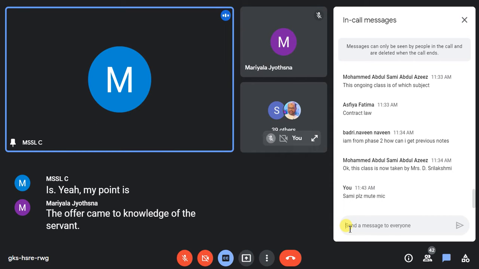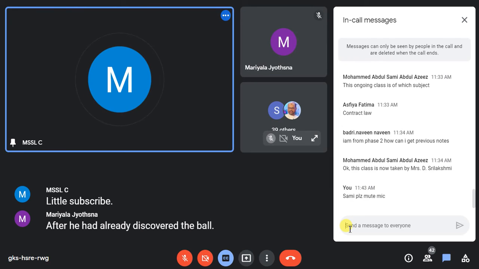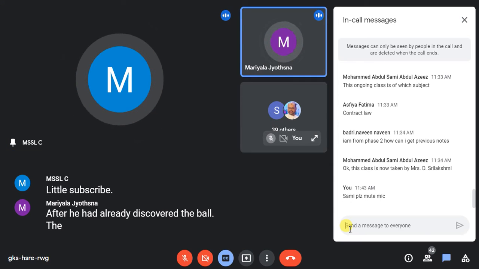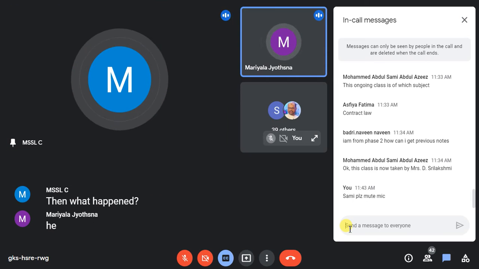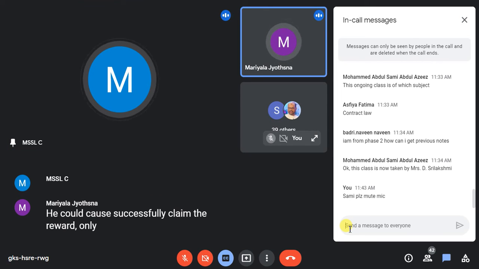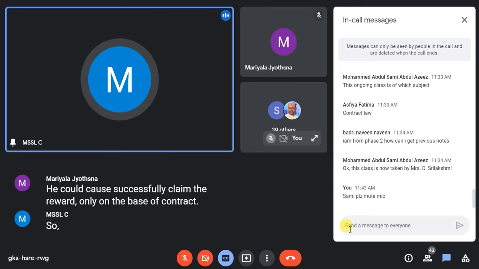The suit was filed by the servant to claim the reward. Then what happened? He could successfully claim the reward only on the basis of contract. Whether he is able to claim?